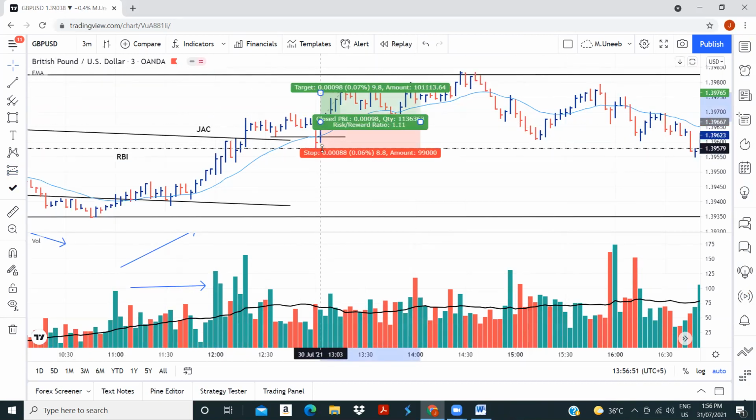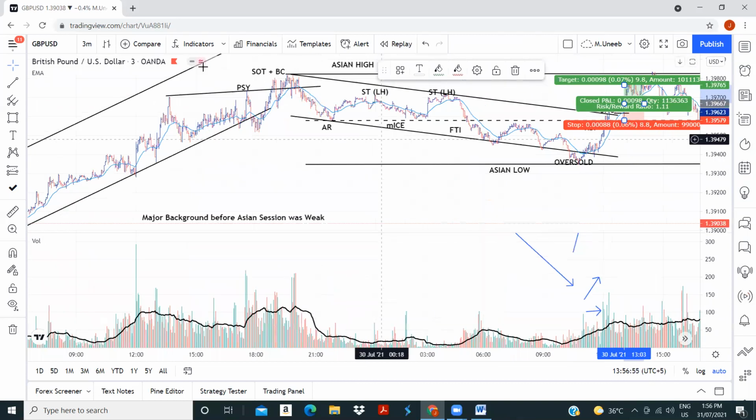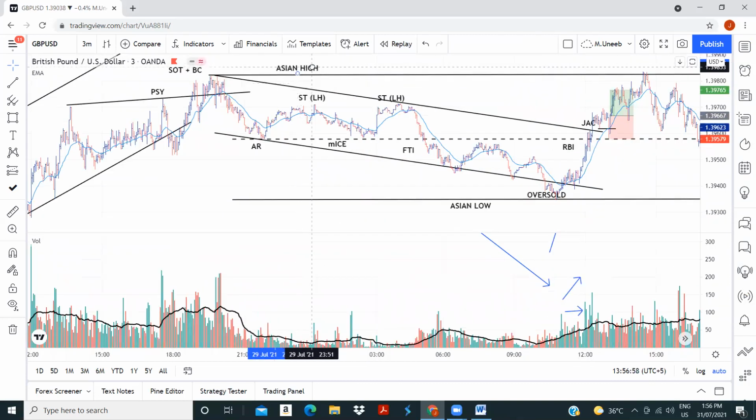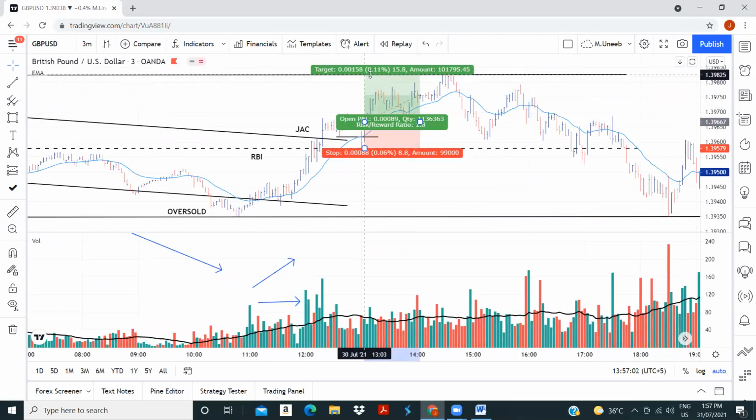Although the risk to reward ratio would be less, because this Asian high would be a target. This is the Asian high, right? This would be a target. So we go over here. This gives us around 1.8 R.